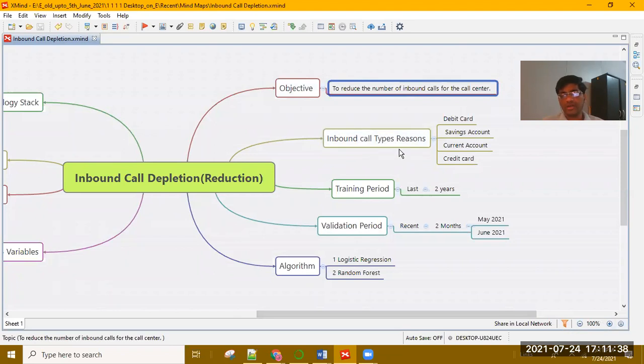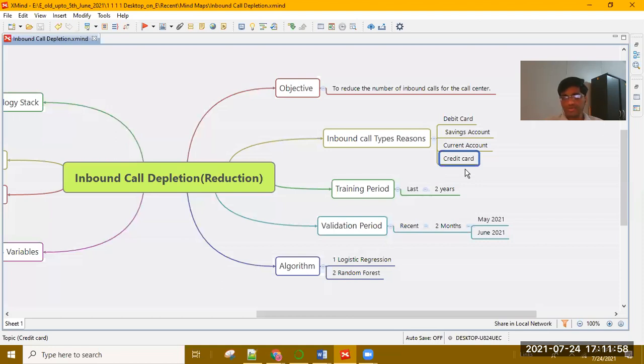For what reasons are bank customers calling? Maybe for their debit card, maybe for their saving account, or maybe about their current account. Current account is for business actually, so for a business account they are calling. Normally our salaries and all go to a saving account only. For a credit card, they may be calling to know the balance or the due date. So they are calling for different reasons.